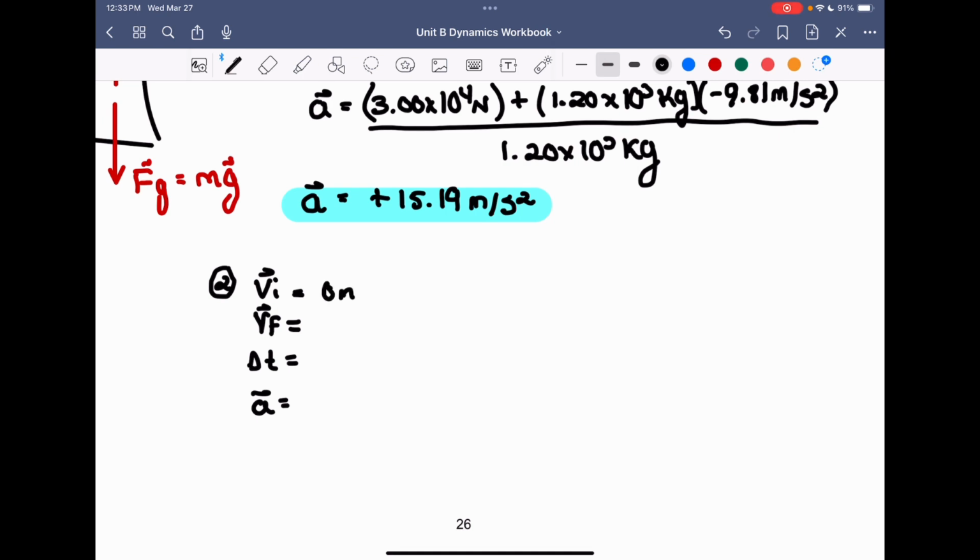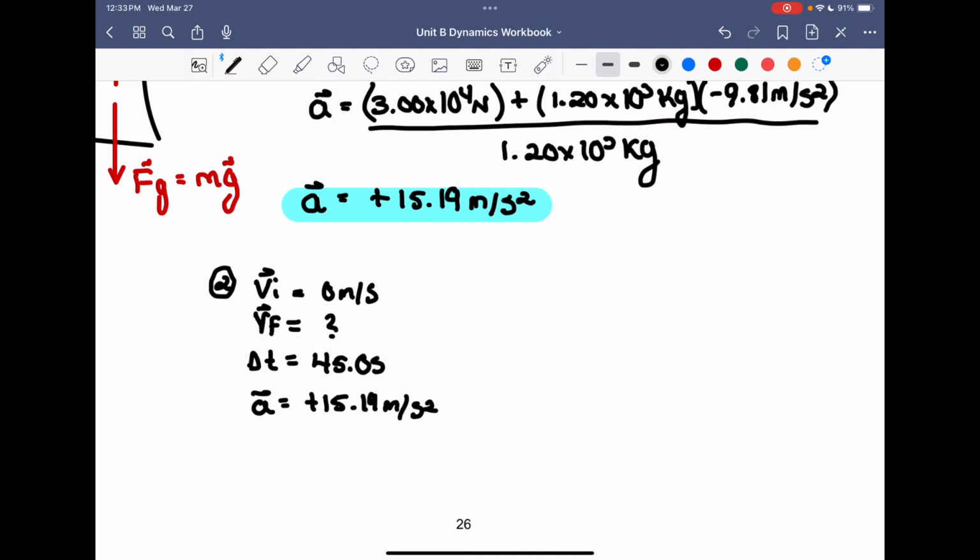I'm going to make sure I have my vector symbols on these. My VI is going to be 0 meters per second because at the initial point of launch, it starts on the ground. VF is our question mark. After 45 seconds, we're trying to figure out what this is. So I'm going to put 45 seconds here. And then in terms of our acceleration, it's positive 15.19 meters per second squared.